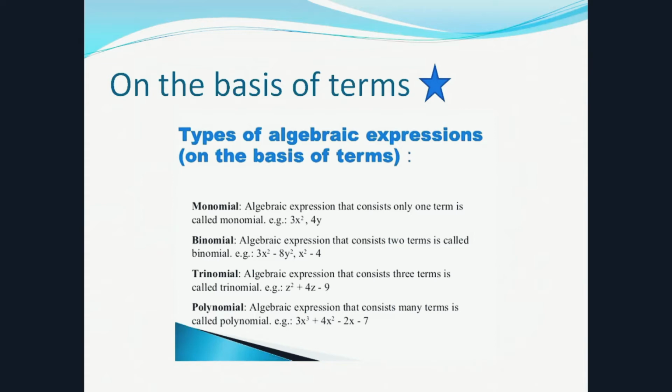An algebraic expression that consists of only three terms is called a trinomial. By just looking at the name trinomial, one can easily guess that it must have three terms. It's obvious. For example, z square plus 4z minus 9.